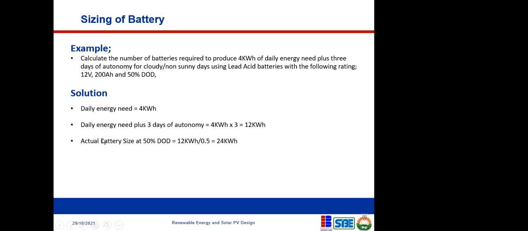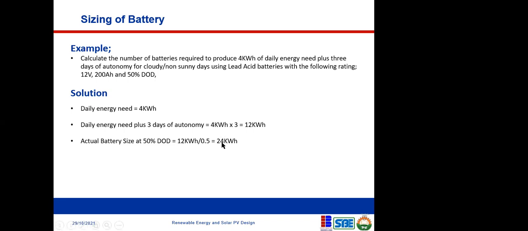Now the actual battery size at 50% DOD. We apply that formula that I showed in the other slide: the usable energy that you require divided by the DOD, that is 50%. When you do that, you're going to have 24 kilowatt hour. So this is the energy that you require from the battery.